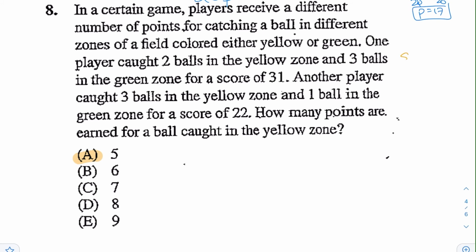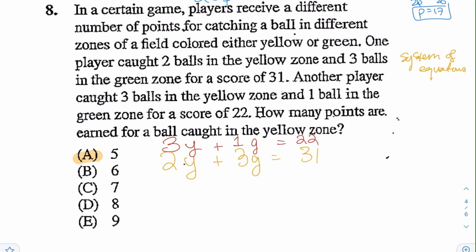So this is actually another system of equations. And you got to set up your equations. So for the first sentence, you have 2 yellow, so 2y, plus 3 green. And that's equal to 31. Now, the second equation for player 2 was 3 yellow and 1 green. And that was equal to 22. And you want to figure out how many points are for yellow. So yellow is your variable of interest. You want to solve for y.